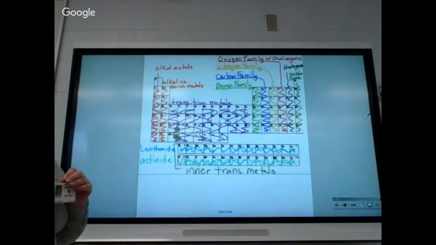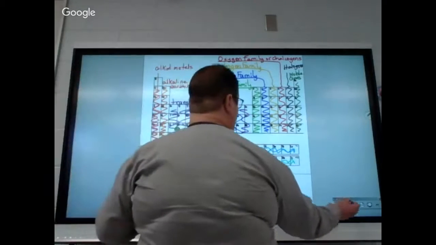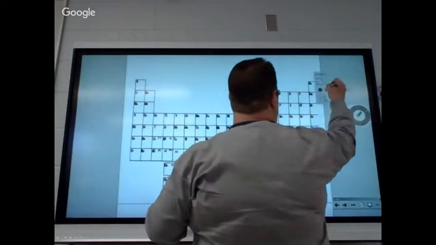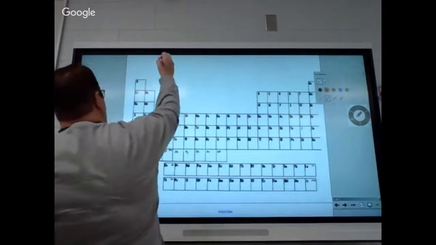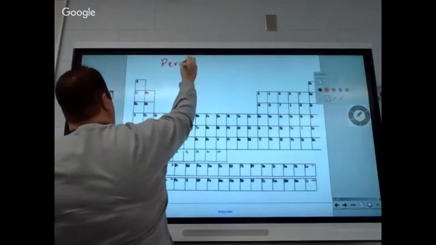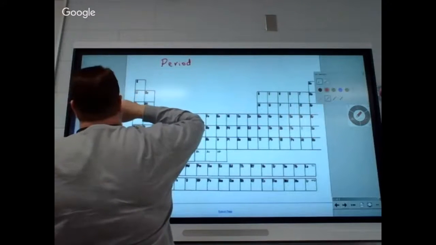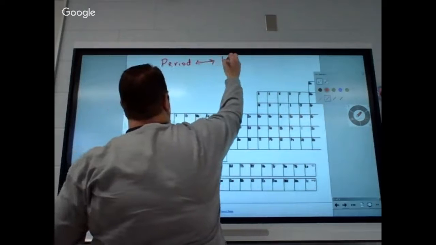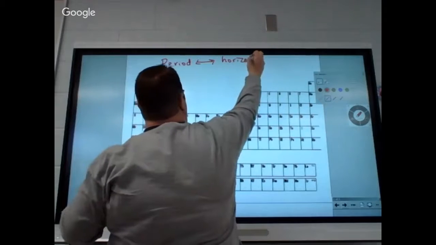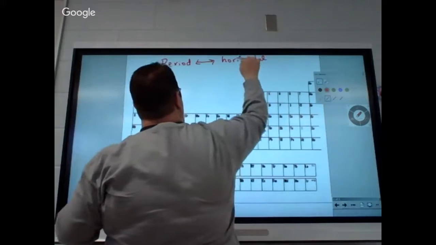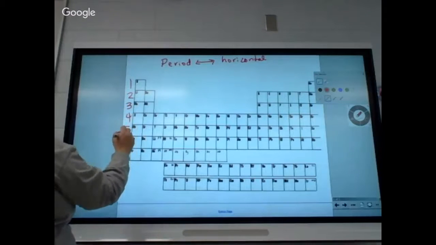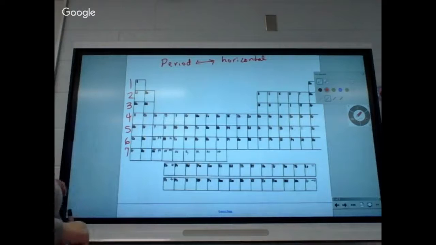All right, everybody caught up? Okay. Now, we need to talk about group numbers and period numbers. Periods. Periods run which direction? Right to left, left to right. Okay, the horizontal. Left to right. So 1, 2, 3, 4, 5, 6, and 7 are the numbers.